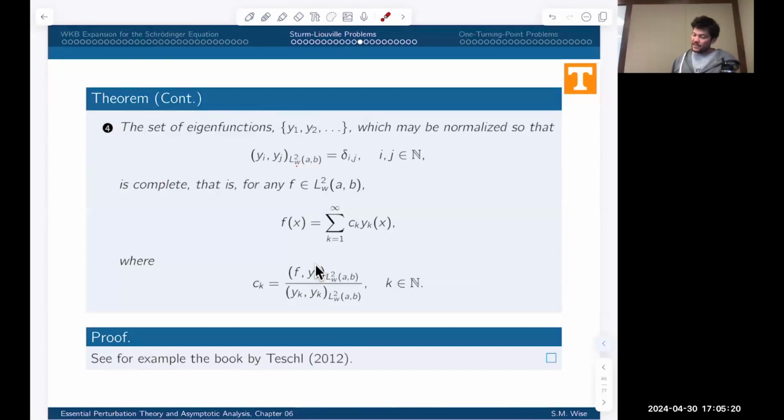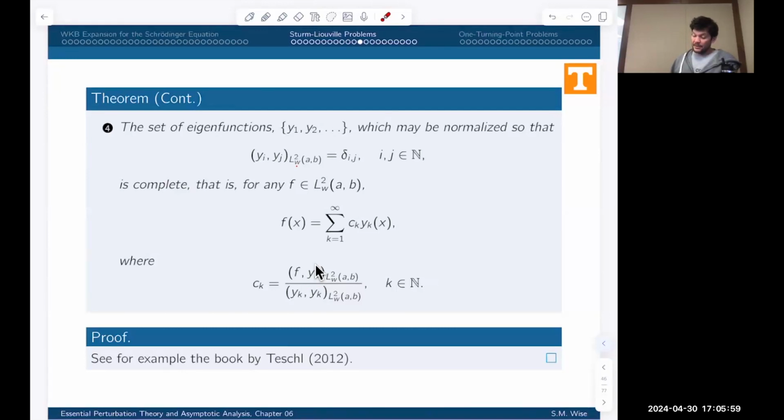And this system is complete in the following sense. If I have any function f in this weighted L2 space, then it can be expressed by its Fourier series. This is what I would call a generalized Fourier series. These coefficients are called Fourier coefficients. If you know how to do regular Fourier series, getting these coefficients is more or less the same. Here, I guess I didn't need to divide by that, that's just equal to 1. I forgot my normalization. The first part is just Gram-Schmidt.